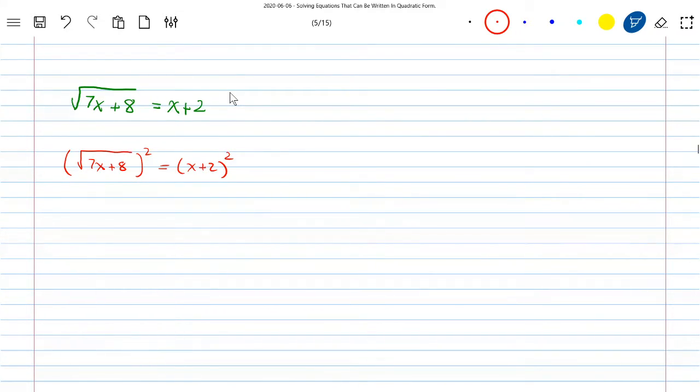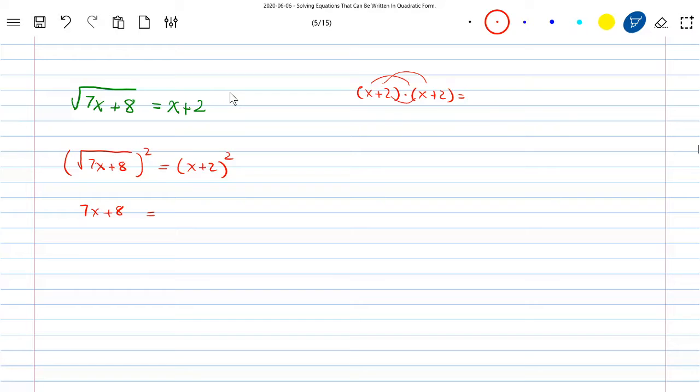So I will write the equation down again. Now I will square both sides. What do I get on the left side? 7x plus 8. What do I get on the right side? x plus 2 squared. You can write that twice. What is x plus 2 times x plus 2? There is a shortcut to it, but if you don't remember, you can always do this.